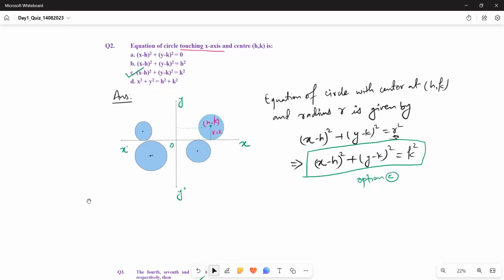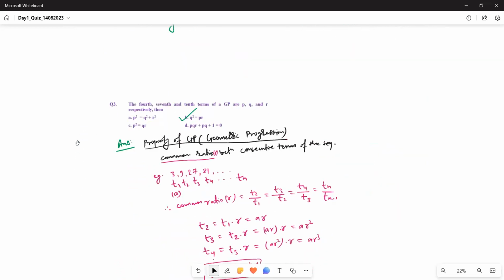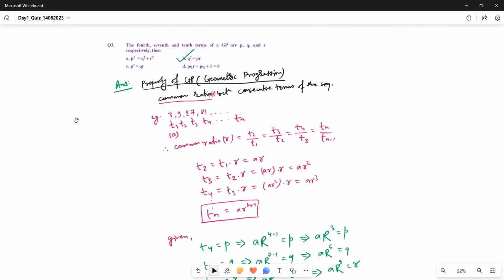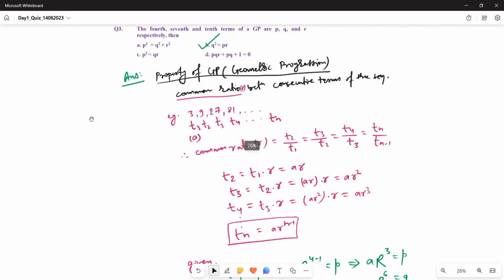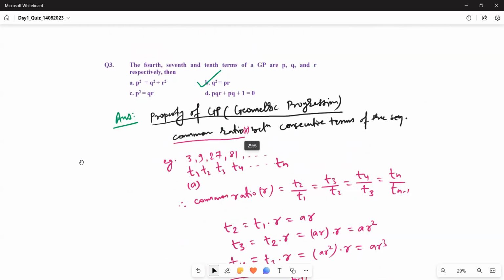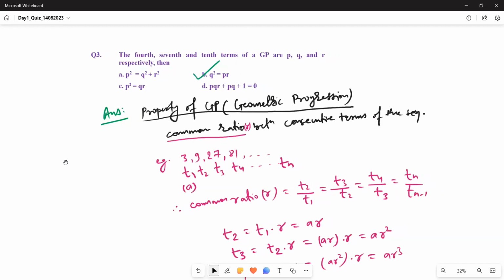Now let's move to question number 3 for this quiz 1. I hope this question is clear to you. It's visible properly. The 4th term, 7th term and 10th term of a GP are q, p, q and r respectively. Then what is the relation between p, q, r? We have to find. So let me recall what GP is here. GP here is geometric progression.